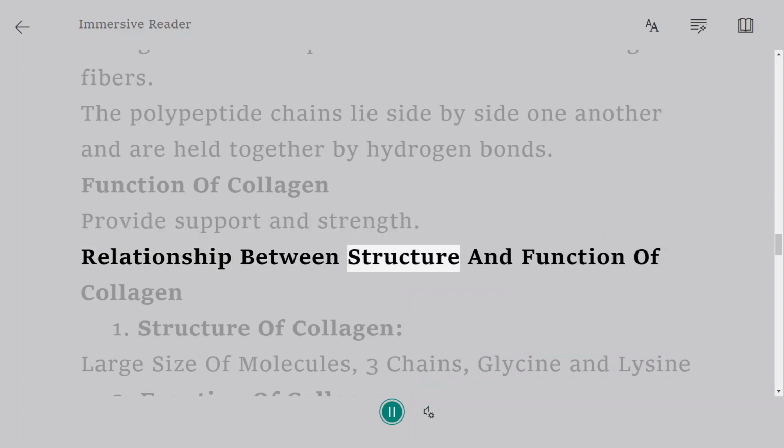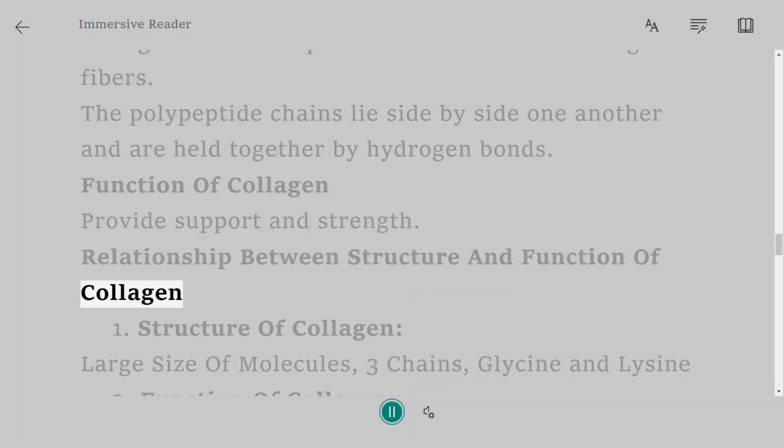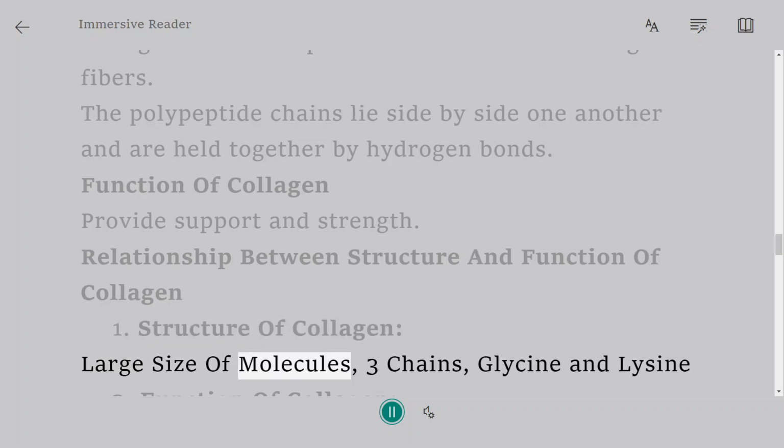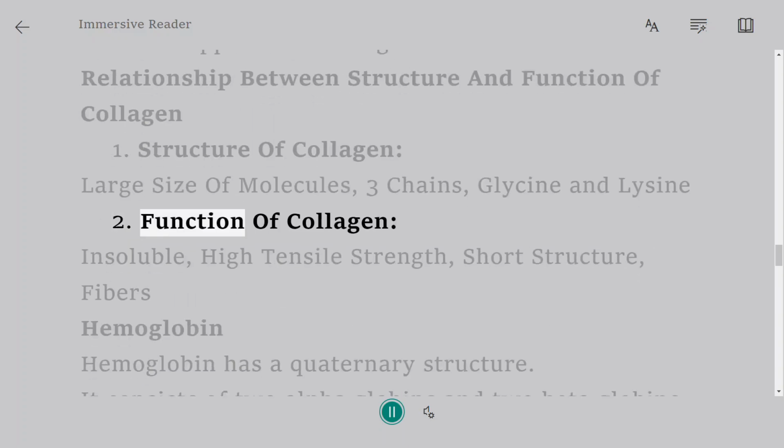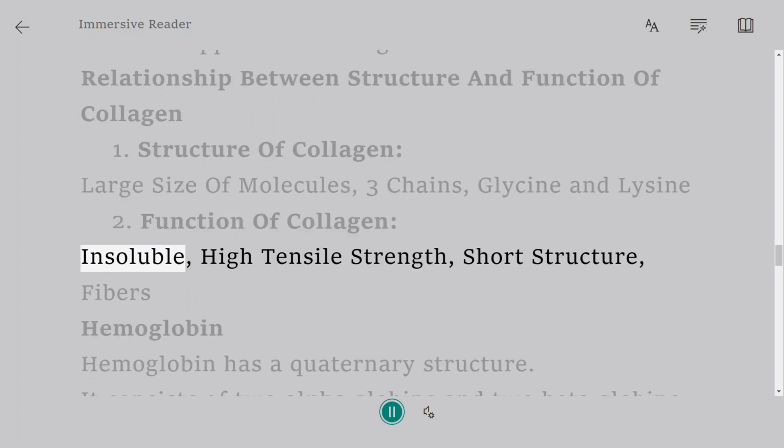Relationship between structure and function of collagen. 1. Structure of collagen: large size of molecules, 3 chains, glycine and lysine. 2. Function of collagen: insoluble, high tensile strength, short structure, fibers.